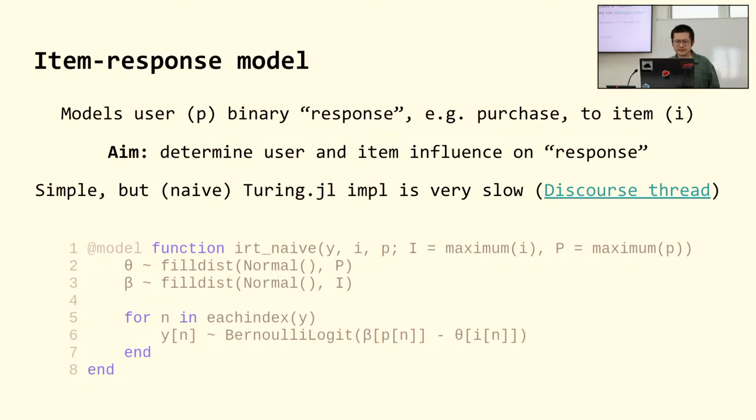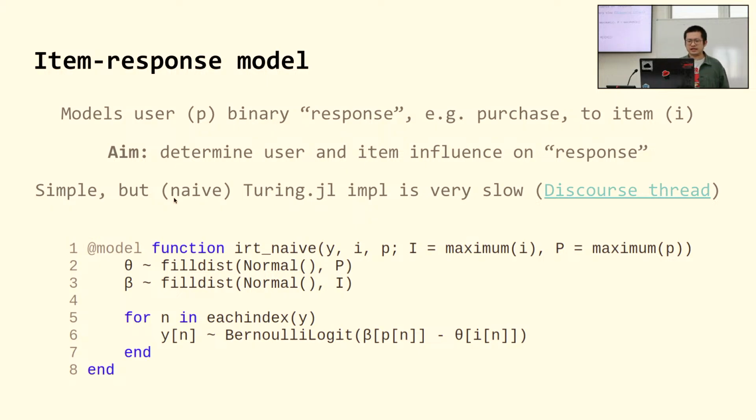This is the naive version, and there's a reason we call it naive, because we have an optimization which I'll show you later. You can see we're basically saying each of those parameters is independently drawn from some Gaussian distribution, and each observation, which is whether or not a particular user purchased a particular item, follows a Bernoulli distribution, whose parameter is just a sigmoid of the difference between the item and the user. As you can see, there's a loop here, which makes some AD backends quite slow.